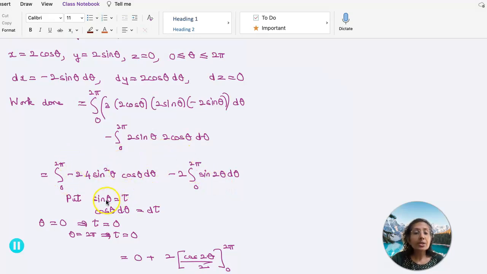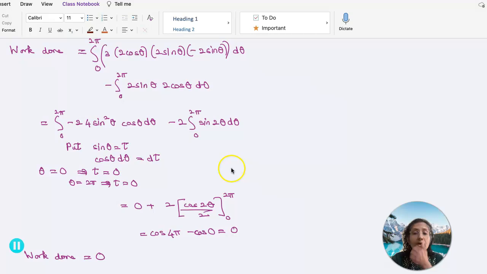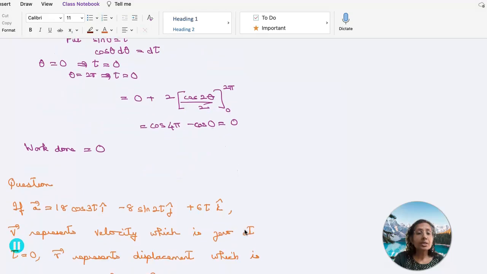Now here we can make a substitution, put sin theta as t. So cos theta d theta is dt, and what do you do next? Whenever you make a substitution, you have to change the limits. So when theta is 0, t is 0, and when theta is 2 pi, t is also 0. So this entire integral becomes 0. And this becomes minus 2, the integral of sin 2 theta will be minus cos 2 theta by 2, so the minus will cancel out, within the limit 0 to 2 pi. So when I substitute, I get cos 4 pi minus cos 0, which is 0. So work done is 0.